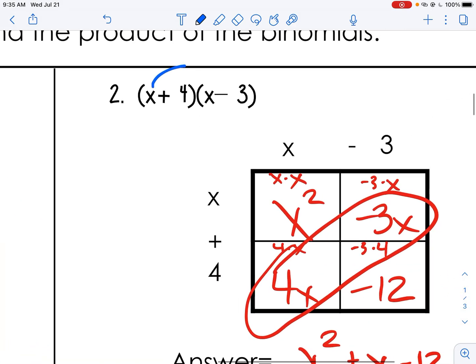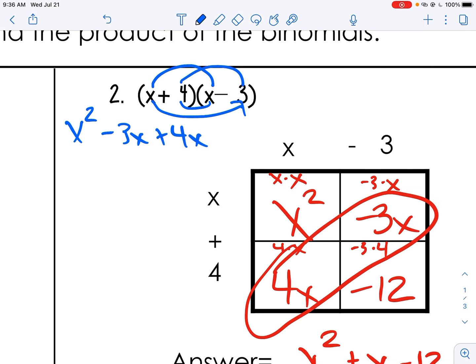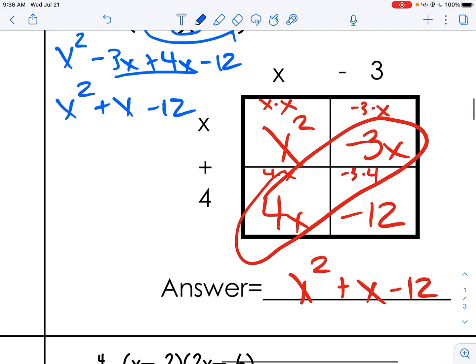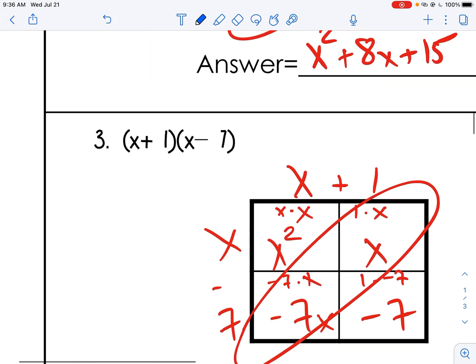Okay, over here, x times x, x squared. X times negative 3, negative 3x. 4 times x, 4x. 4 times negative 3, negative 12. Combine like terms, x squared plus x minus 12. And you get the exact same answer.